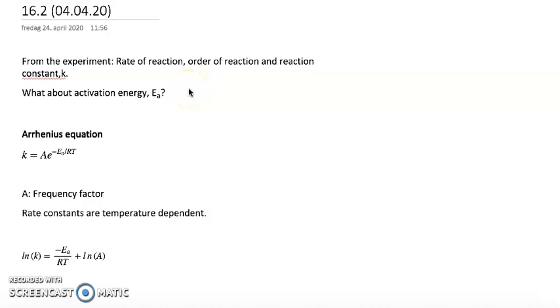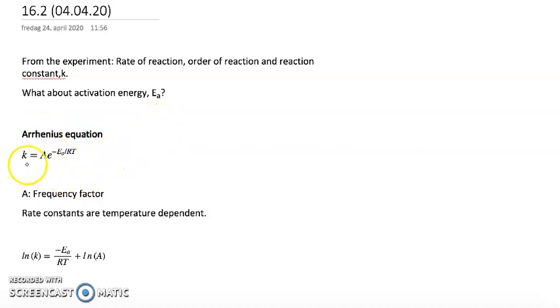Hi! We'll go through the last part of chapter 6 and 16, kinetics. From the experiment last week, we have calculated the rate of reaction, order of reaction, and reaction constant K. But what about the activation energy? We don't know how to calculate it so far, but that's what we're going to look at today. For looking at activation energy, we use an equation called the Arrhenius equation.